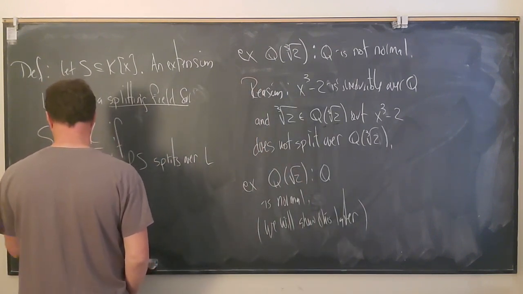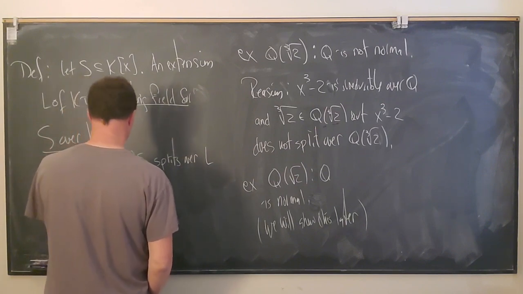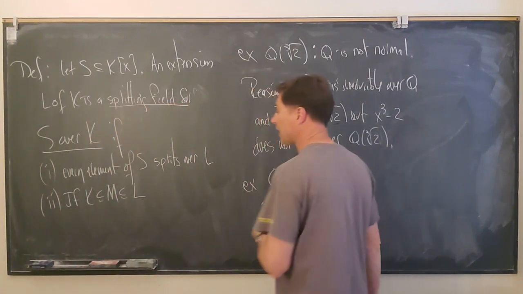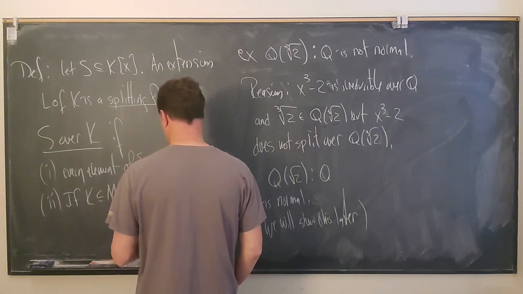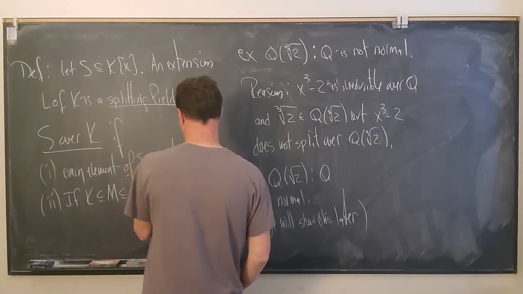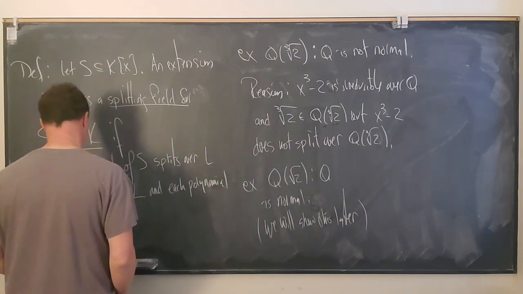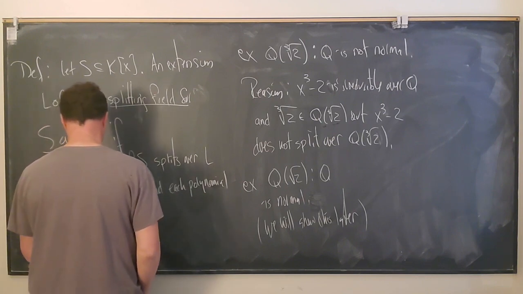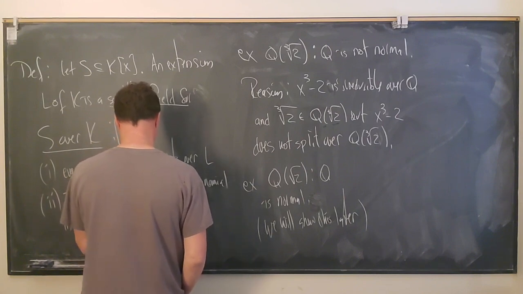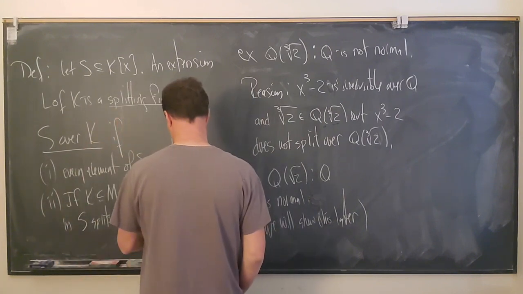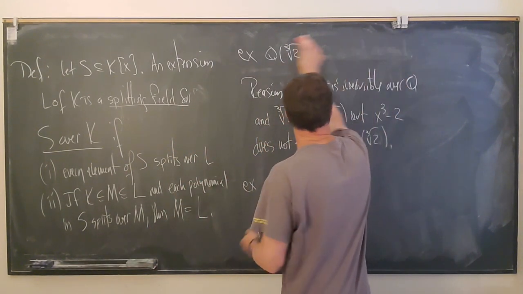So if we have this situation where we have a field M in between K and L, and each polynomial in S splits over M, then M equals L. All right, so there's our minimality condition right there.